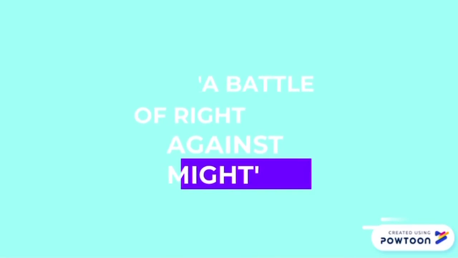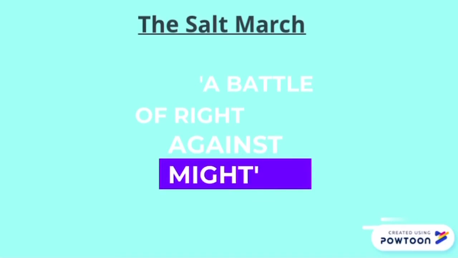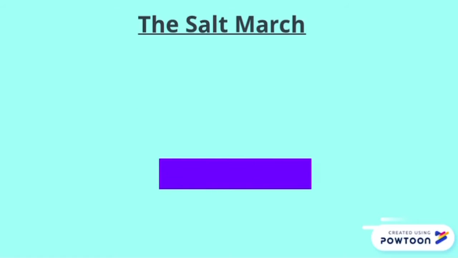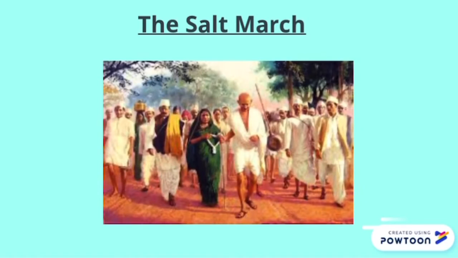He regarded the Salt March as a battle of right against might. The Salt March was an important part of the Indian independence movement. It was a direct action against the British salt monopoly in colonial India and triggered the wider civil disobedience movement.